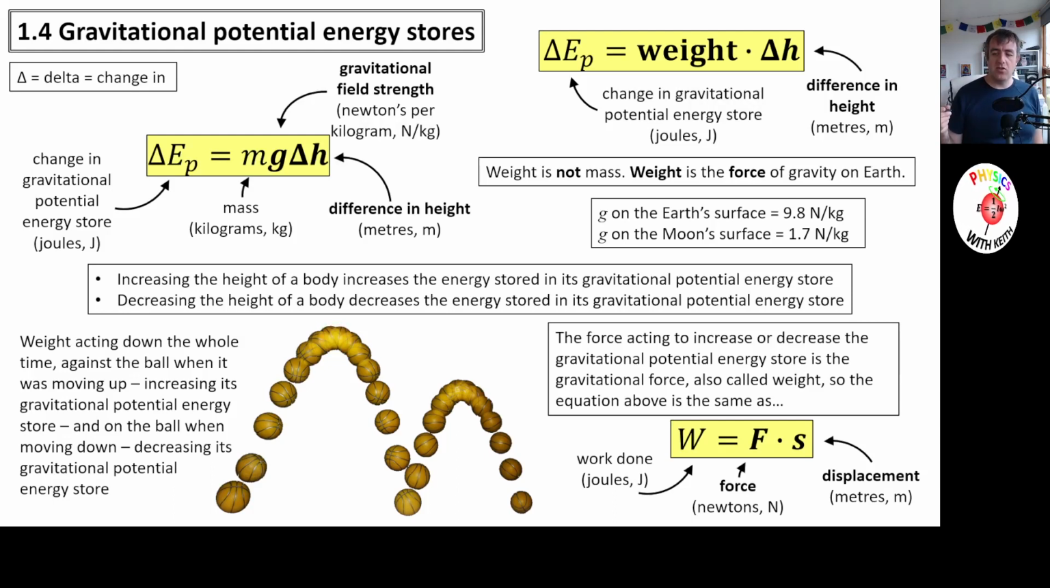The kinetic energy store of the ball is at the minimum it's going to have. The gravitational potential energy store is at the maximum. It's not, then it starts being pulled down. It's being pulled down the whole time, this ball.